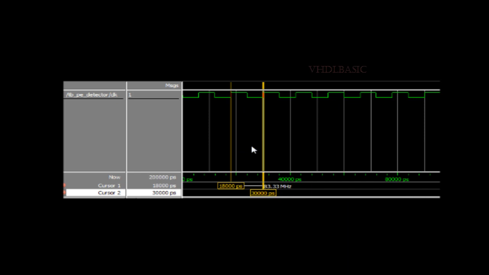So this is how timescale and time precision will impact our test bench.